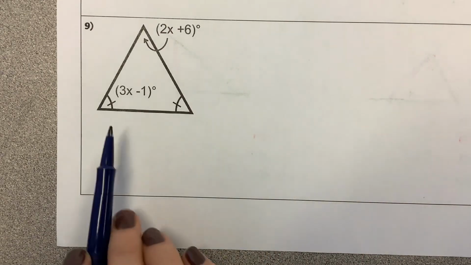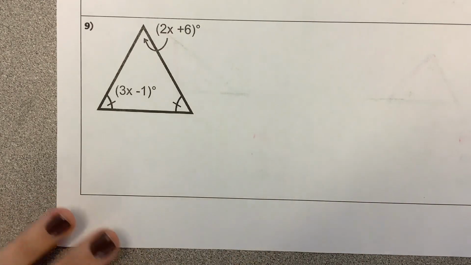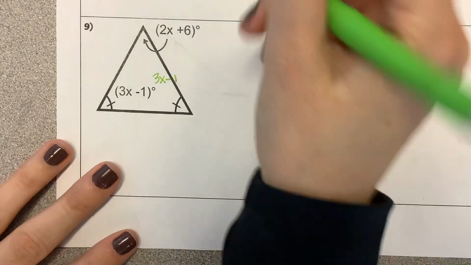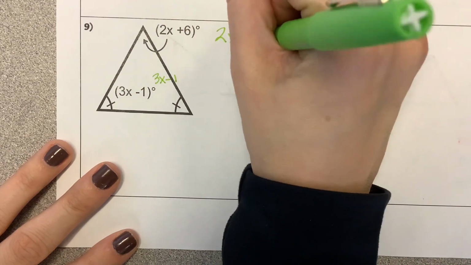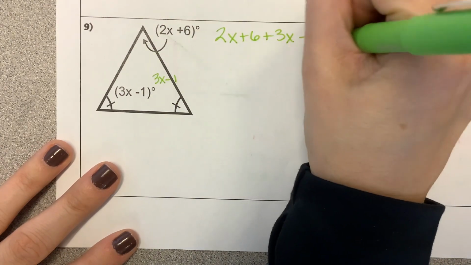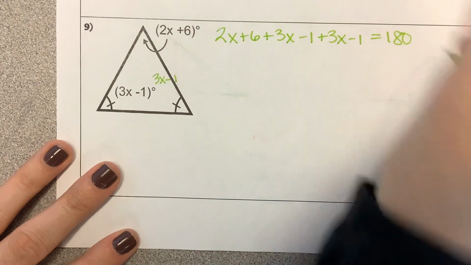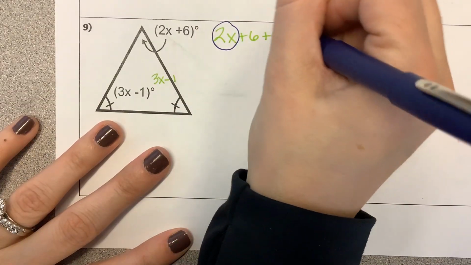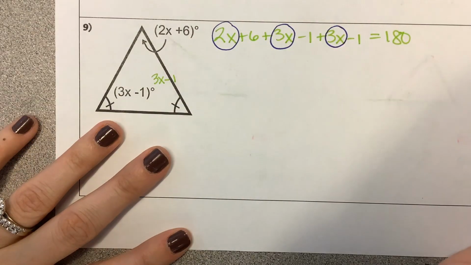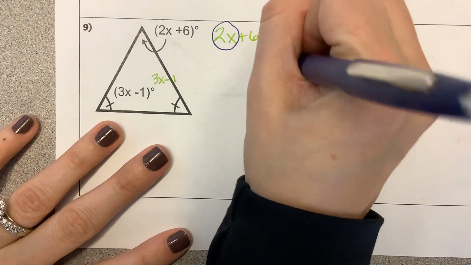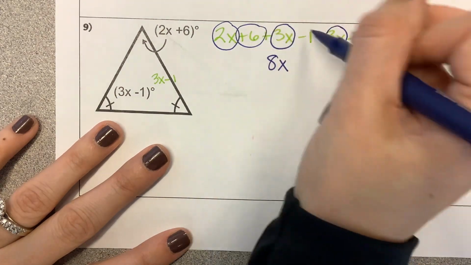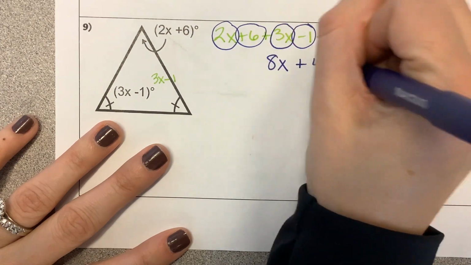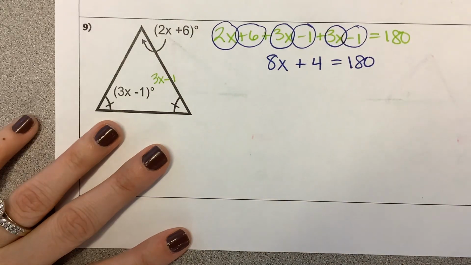Okay, number 9. It's showing that these two angles are equal. So this angle is also 3x minus 1. So I've got 2x plus 6 plus 3x minus 1 plus 3x minus 1 is equal to 180 degrees. Now we're going to simplify. 2x's plus 3 more x's plus 3 more x's is a total of 8x's. Then positive 6 minus 1 is 5, minus 1 is 4. So plus 4 equals 180.